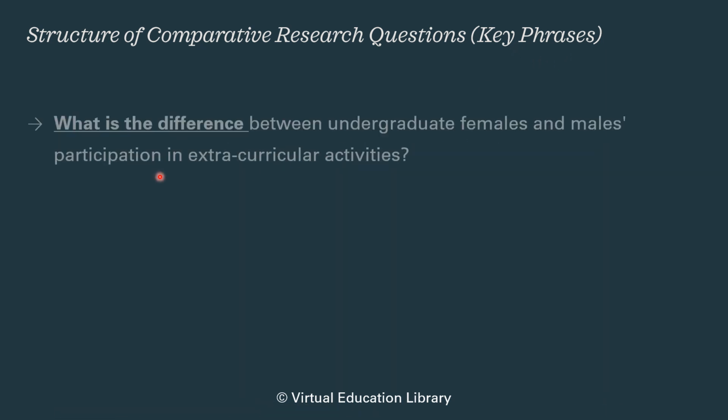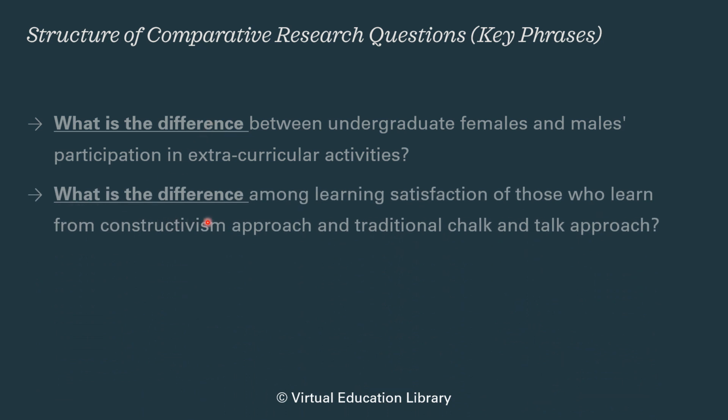Moving forward, now we are going to discuss the comparative research question. The key phrases used in such questions are: what is the difference between undergraduate females' and males' participation in extracurricular activities? So the difference shows the comparison. Again, what is the difference among learning satisfaction of those who learn from the constructivism approach and the traditional chalk and talk approach? So we are taking the same examples but in different research designs, to show how the sample and the context of the previous example can be used in different research designs.